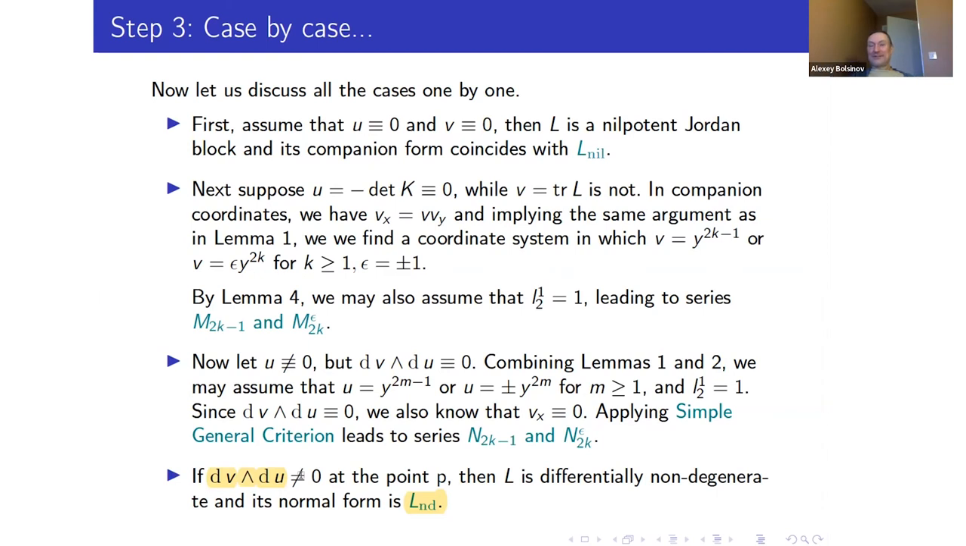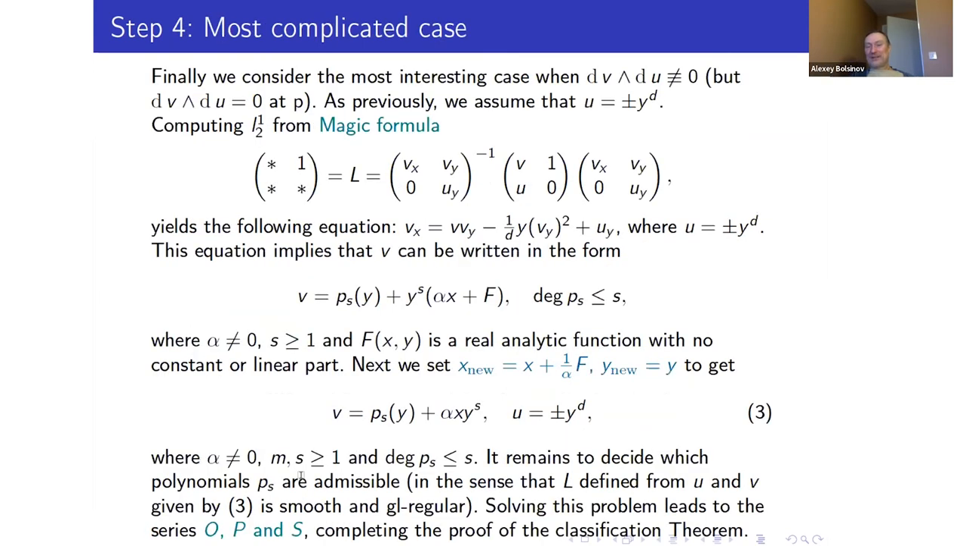And then it's more complicated, but still, you need just to analyze. Assuming that the determinant has already a special form, you need to analyze the local behavior of the trace, and then after some change of variables, you will see that the trace can be reduced to a very simple form, after which you need just to understand what this polynomial P of S is in order for this kind of miracle to happen.